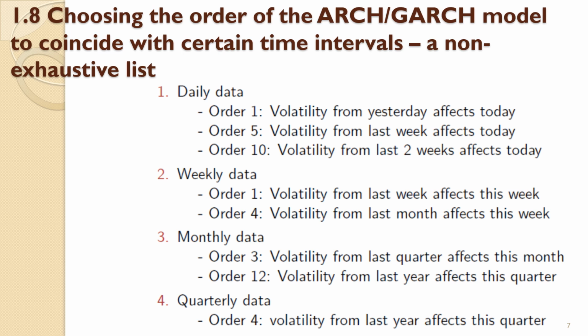For monthly data, an order 3 model might mean that volatility from the last quarter affects this month. An order 12 model might mean that volatility from the last year affects this quarter. And if you've got quarterly data, an order 4 model would mean that volatility from the last year affects this quarter. Okay, so these things are not necessarily the most exciting bit of lectures you'll ever see, but they are designed to make good financial sense, and there's a believable financial mechanism here to generate these models derived from the human calendar.